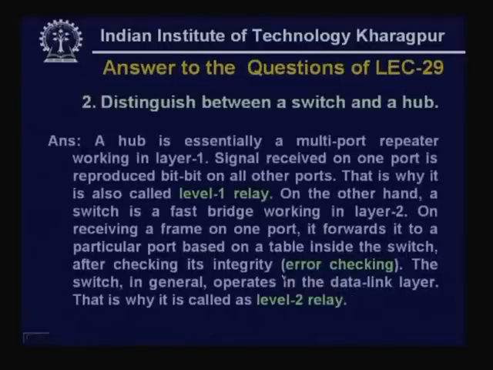Second question was, distinguish between a switch and a hub. As I mentioned, a hub is essentially a multi-port repeater and it works as a layer 1 relay. On the other hand, a switch is a fast bridge working in layer 2. So, on receiving a frame on one port, it forwards it to a particular port, contrary to the hub which sends to all other ports. Here it is sent to a particular port based on a table inside the switch after checking the integrity. The switch in general operates in the data link layer or layer 2, as I mentioned.